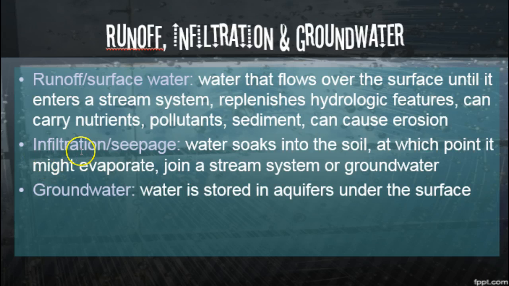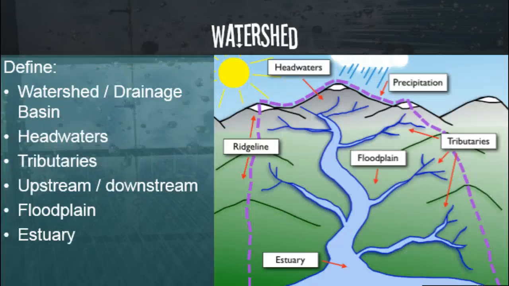Then we have infiltration or seepage. That's the water that's starting to soak down, or what we call percolate, into the soil, just like you percolate coffee and it soaks down through the ground. And then it can evaporate from the soil, or it can percolate down and join a stream system or the groundwater. Remember that groundwater is any water that's underground, and that's usually stored in an aquifer, which is that underground reservoir of water beneath the surface.